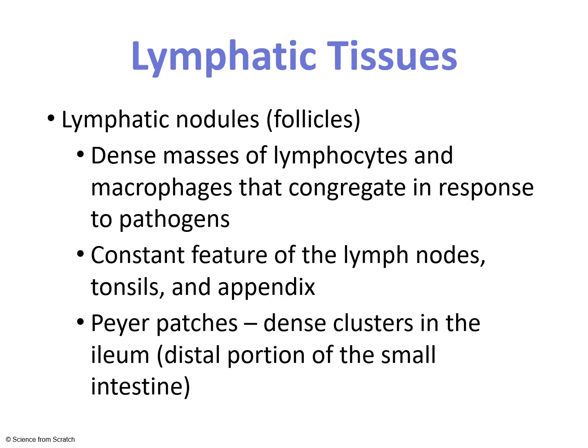So now that we get a little more organized, we're going to have lymphatic nodules, sometimes referred to as follicles. So this is a dense mass now. We have lots of lymphocytes and macrophages, these cells that are starting to group together in response to a pathogen. And so this is going to be a more discrete feature. And this is a constant feature that we find in the lymph nodes, the tonsils, and the appendix. And we're also going to find these along the walls of the small intestines that are referred to as Peyer's patches.